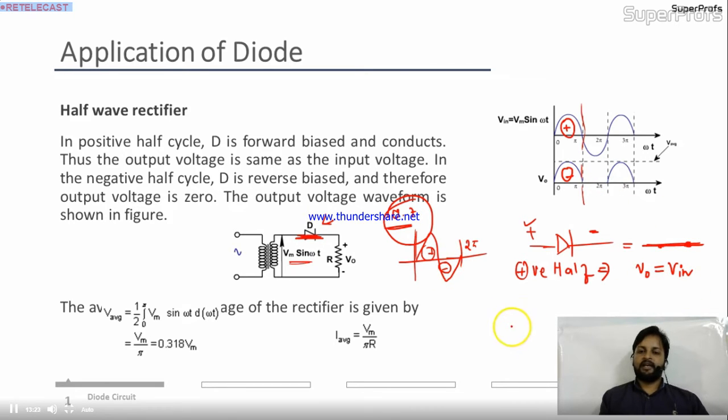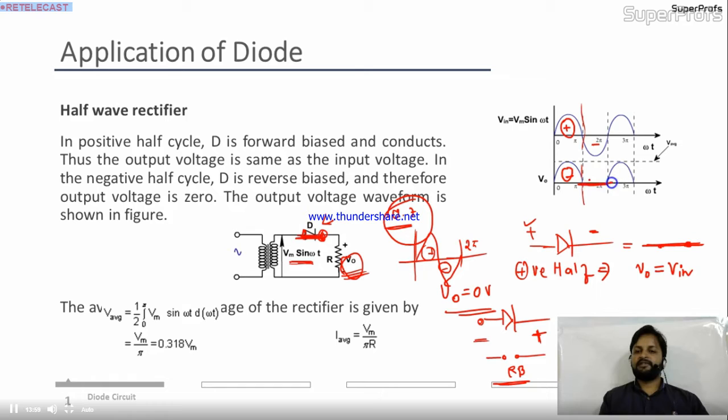But what about the negative half? In the negative half, the diode will be facing the voltage polarity like this. In that case, the diode will be open circuit. This is the reverse biasing we have done in the first video. So the diode will be off. Will any input be linked over here? No, there will be no voltage linked to output V0. In this case, V0 will definitely be 0 volt. 0 volt means in this region you will get the output 0.